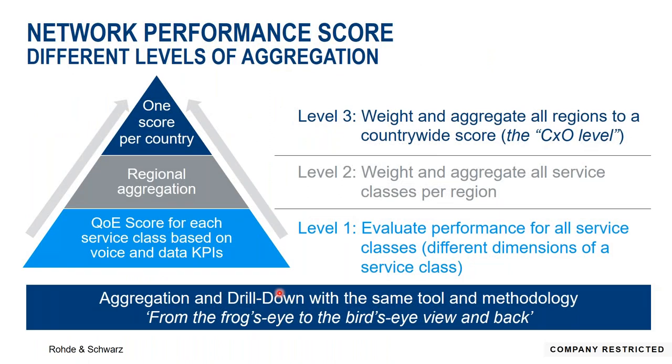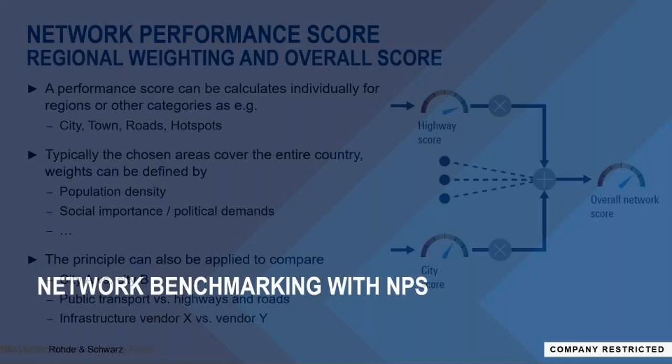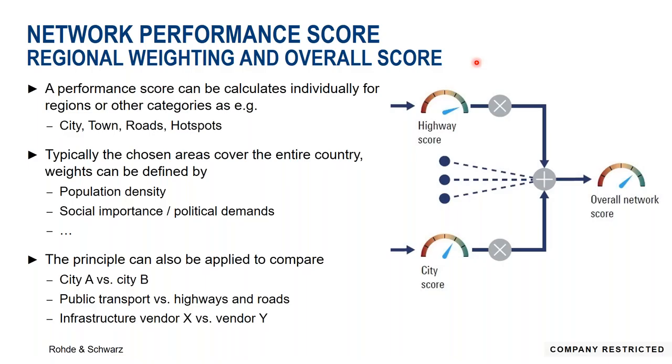Lastly, the top layer is really to weight and aggregate all the different regions together to form a countrywide score. This is when the actual benchmarking occurs with NPS. From the previous slide, you can see that all the scores are combined into a highway score. Similarly, the same different KPIs will be combined together and aggregated into a citywide score. Then these scores can be added together using different weightage that can be set by the users.